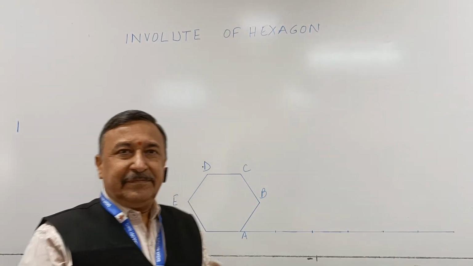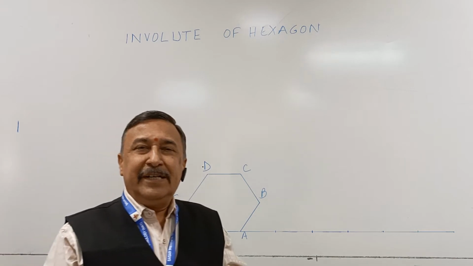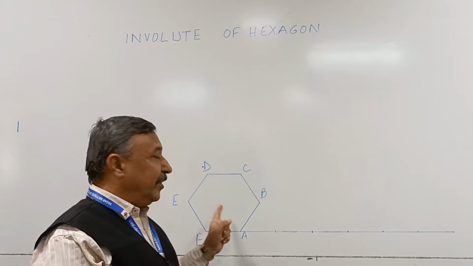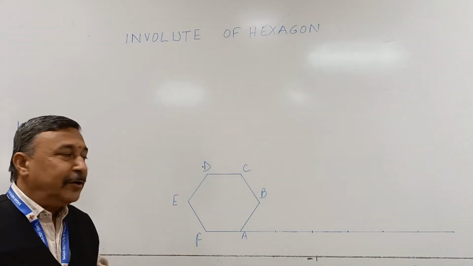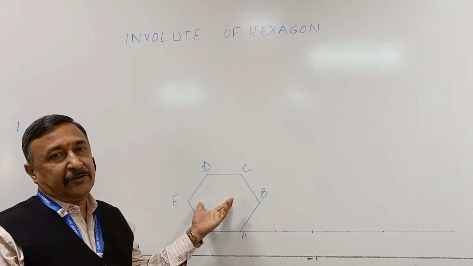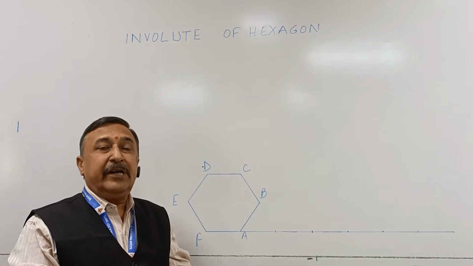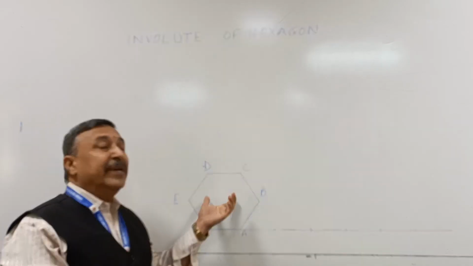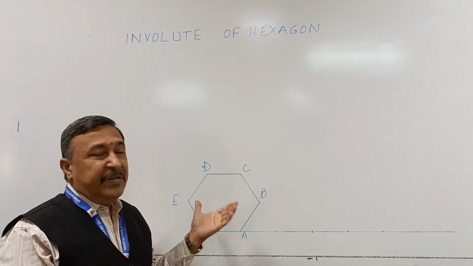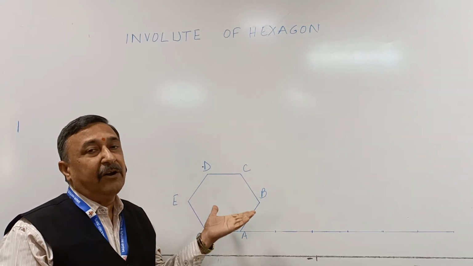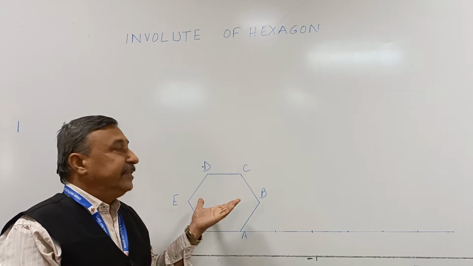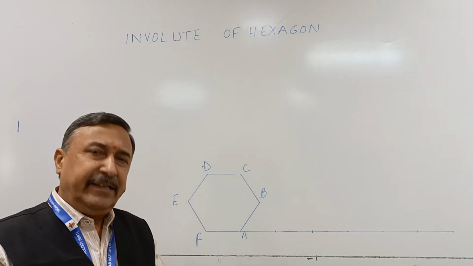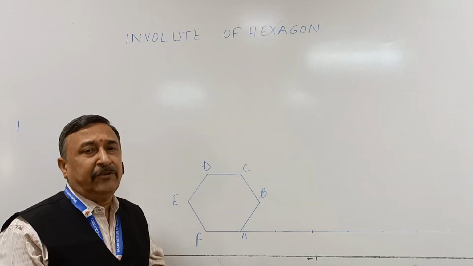So welcome in this lecture of another curve that is involute. Today I am going to draw the involute of a hexagon, regular hexagon. As you know, we have already drawn the involute of a circle, but involute may be drawn from polygons also. From a polygon you can draw an involute, and it is all type of polygons: triangle, square, pentagon, hexagon, etc. I am taking here regular hexagon.